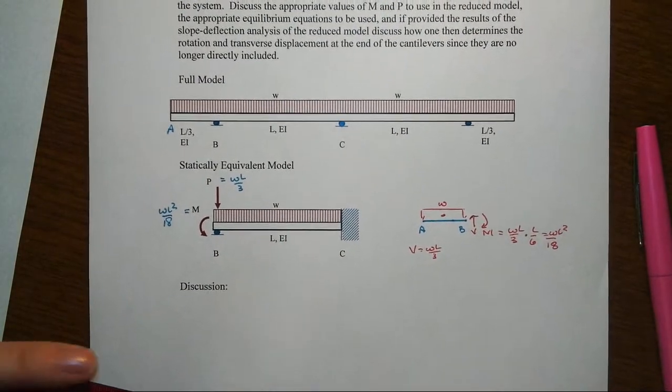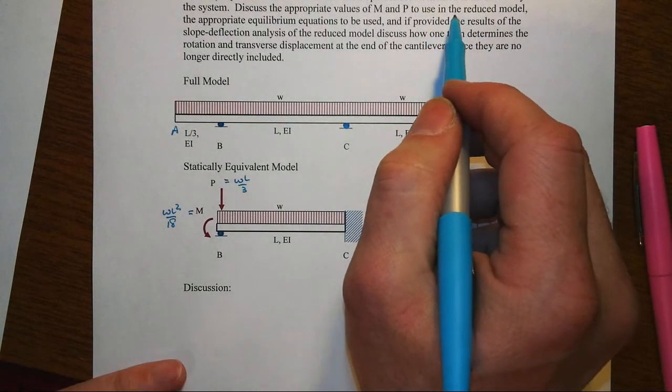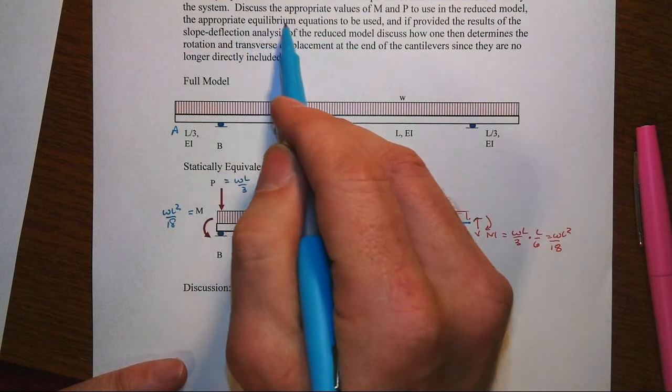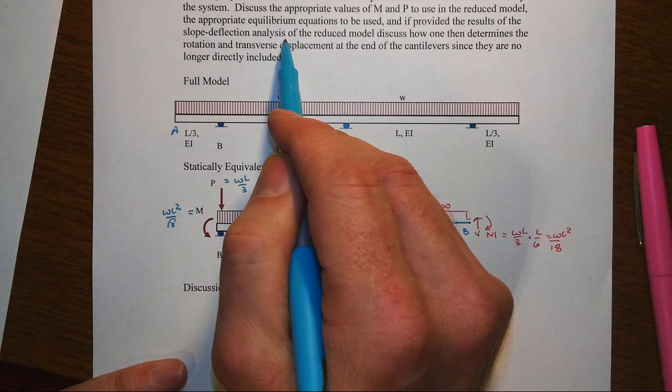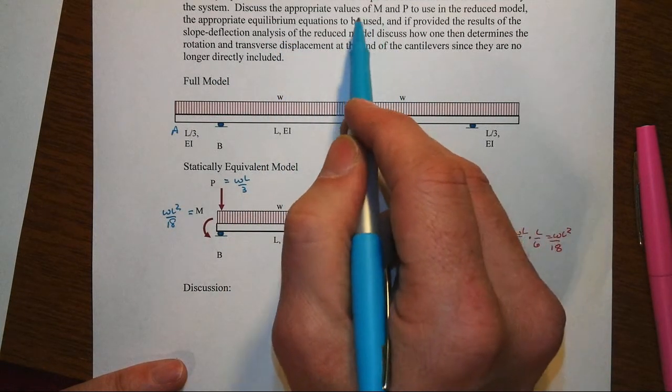And then we're asked to talk a little bit about what to do with all this. So discuss the appropriate values of M and P to use. Okay, we did that. The appropriate equilibrium equations to be used, and if provided the results of the slope deflection analysis of the reduced model. They want us to use slope deflection to do all of this.